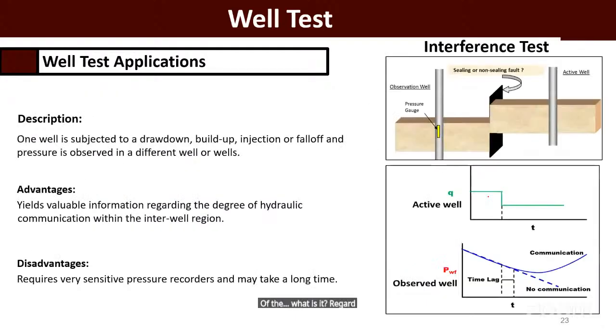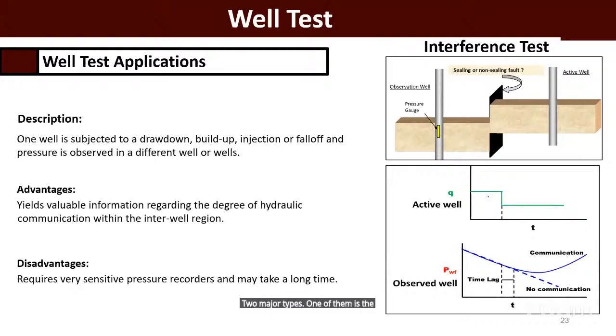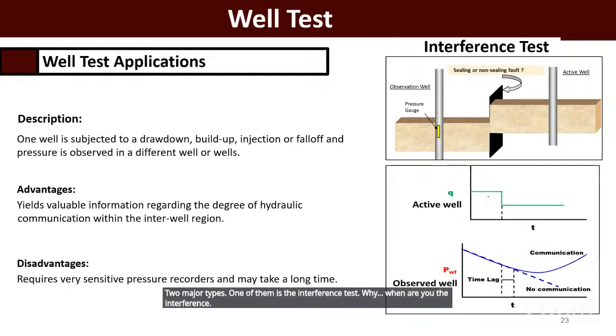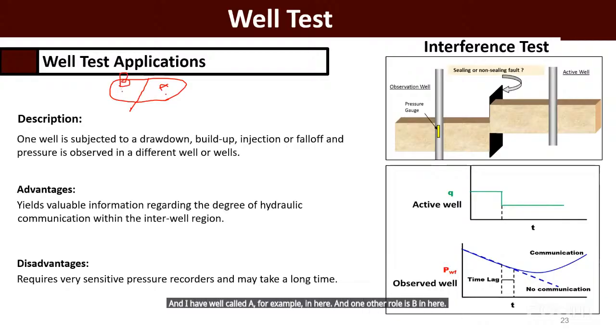Regarding the other type, which is multi-well testing, we have two major types. One of them is the interference test. We use the interference test if I suspect that I have a fault in here, for example. I have a map like this, with a fault here, a well called A in here, and another well, B, in here. I suspect that there is communication between the two blocks, or that the fault is not completely sealing.